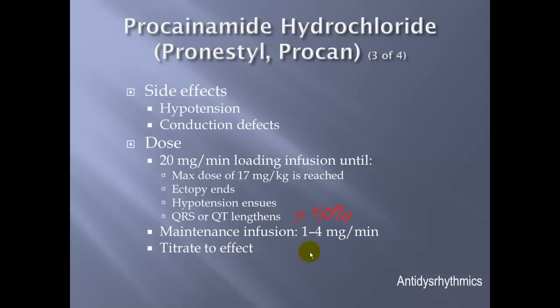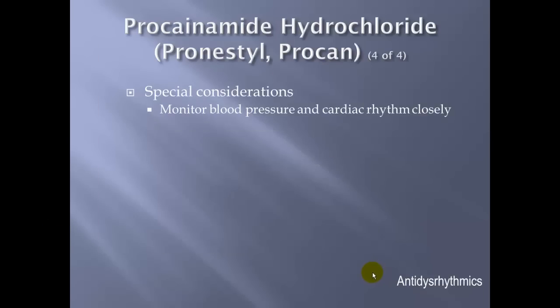So if you run an initial 12 lead and the first 12 lead, your QRS duration is 0.08 seconds or 80 milliseconds, and your second QRS duration is 0.16. Is that more than 50%? The answer is yes, it is, or 160 milliseconds. Maintenance infusion of 1 to 4 milligrams per minute, and we should titrate to effect on this.